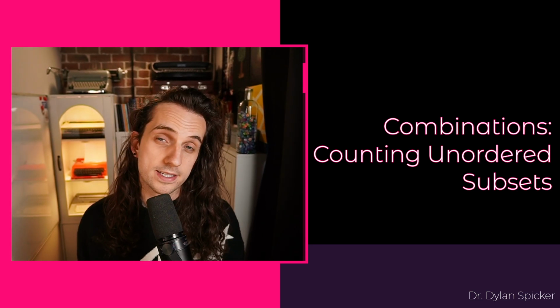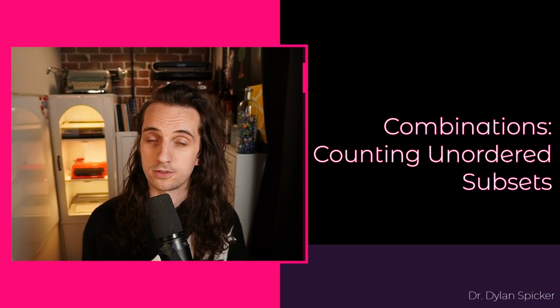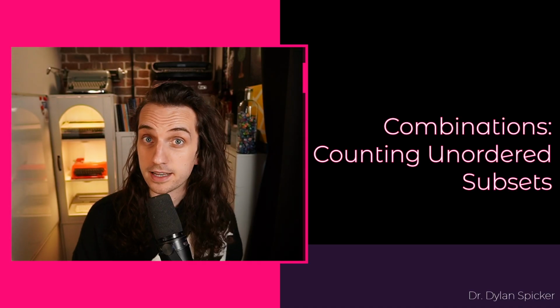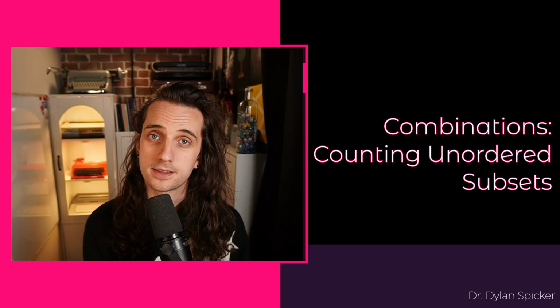Factorials count the number of ways that we can order a set of distinct items, and permutations count the number of ways that we can order a subset of distinct items. But sometimes we don't actually want to order a subset that we're taking.